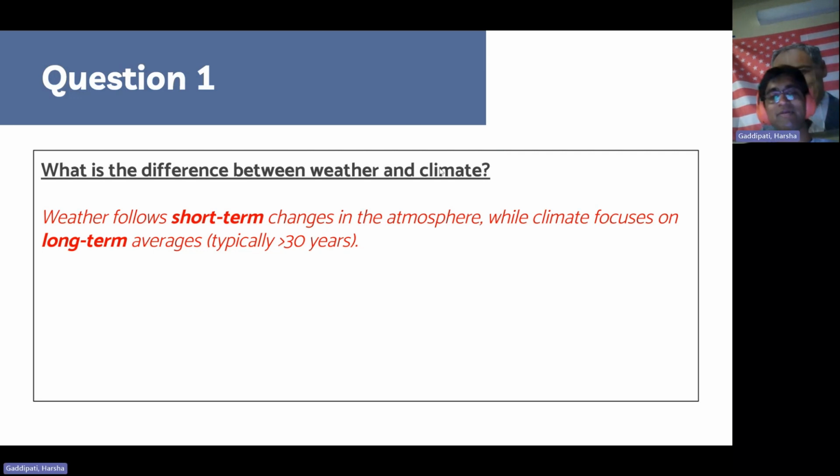I said weather is short term in an area and climate's long term in a large area, and I think that's actually a really great answer. Only thing is the area thing is not necessarily true, but it's a really good answer. Weather typically follows short-term changes in the atmosphere, while climate focuses on long-term averages, typically greater than 30 years.